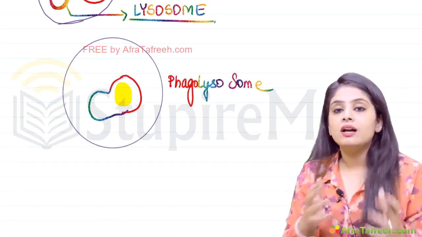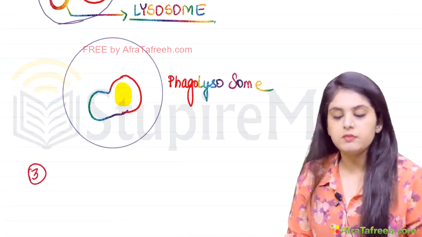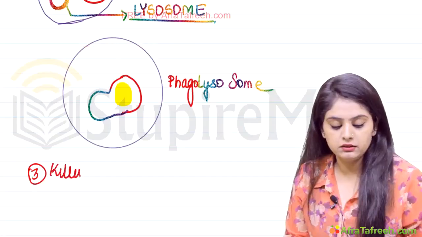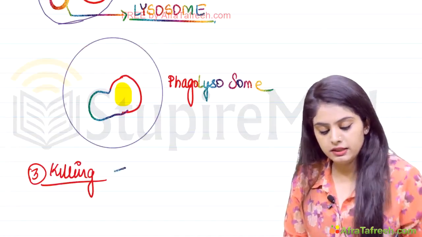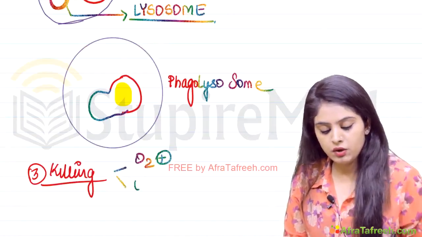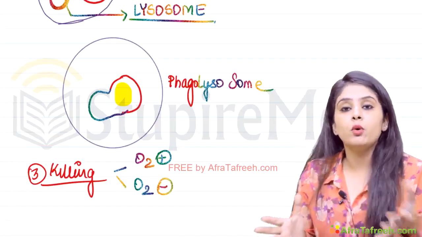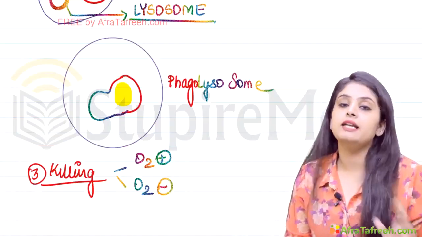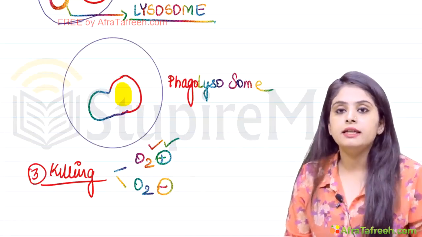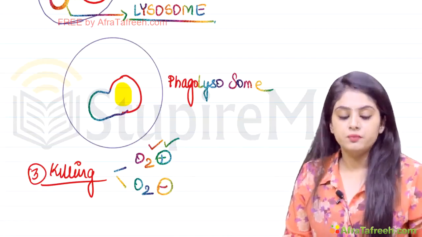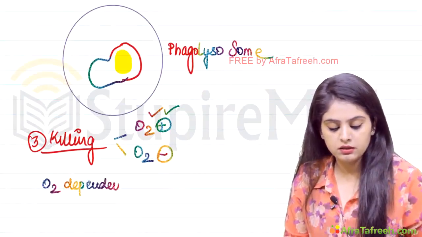So moving on, why are we doing all this? Because we wanted to enter into our third step, that was killing. And if you can recall, killing was of two types, that is, either it was utilizing oxygen or it was oxygen independent. Students, please recall which out of these was the more potent one? It was oxygen dependent killing. So since that is more potent, we will discuss that in more detail. Now first we will start with oxygen dependent killing.